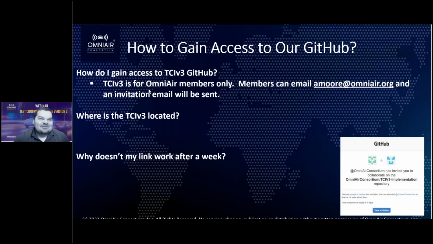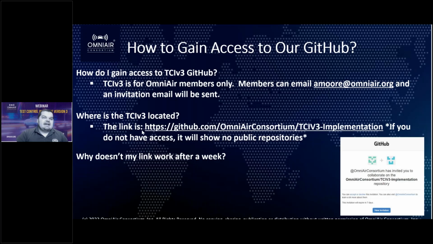So TCIv3 is for OmniAir members only. At this time, members can email amore@omniair.org, and then we can send an invite out to you to gain access. So just an example of that invite is in the bottom right-hand corner. You can see the GitHub invite. You just have to do view invitation, and then you'll accept it, and you should automatically gain access to that.